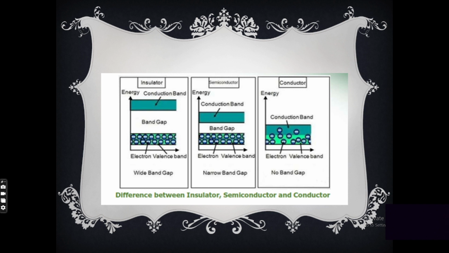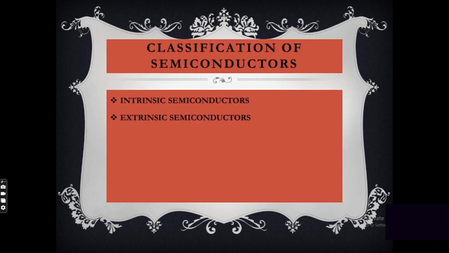Third case, if you see the conductor, there is no energy gap. The conduction band and the valence band overlap with each other. So conductivity will be more. No band gap will be present here. So that's why we call it a conductive material.